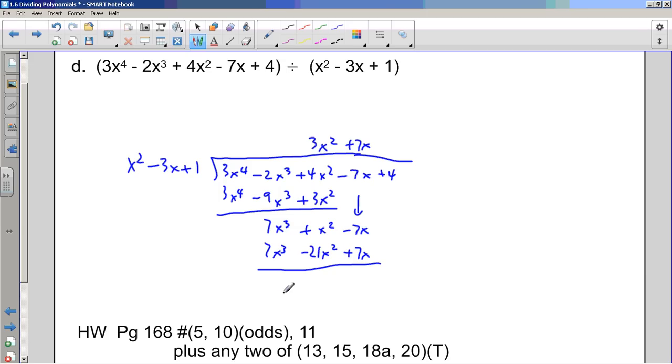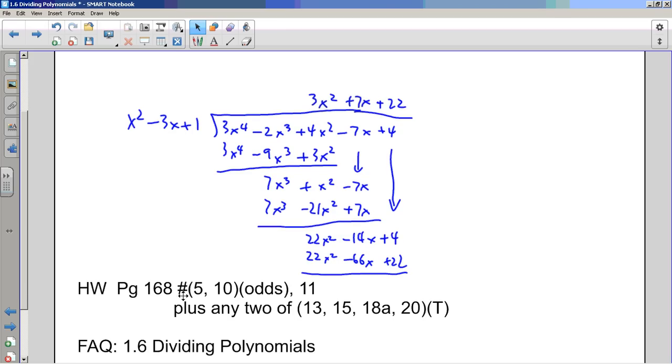Subtract. The first term's gone. 1 subtract negative 21 is 22x squared. Negative 7 subtract 7 is negative 14x. And this isn't going to be very fun to end, but that's okay, because I'm multiplying by 22 to make this disappear. 22x squared. 22 times negative 3 is negative 66x. 22 times 1 plus 22. Then when I subtract, something a little bit strange happens here.